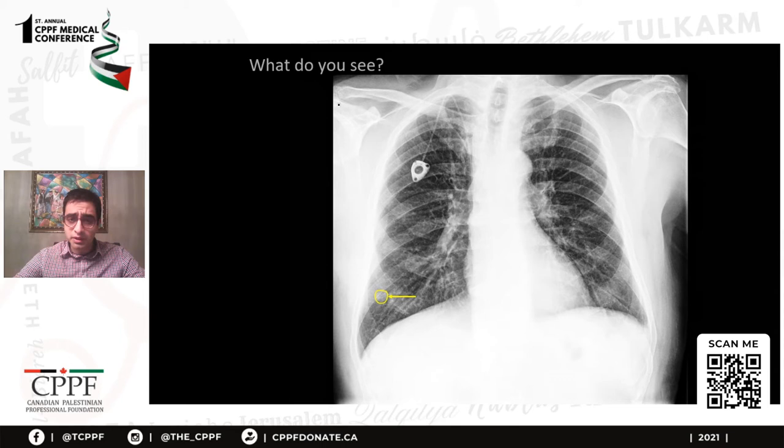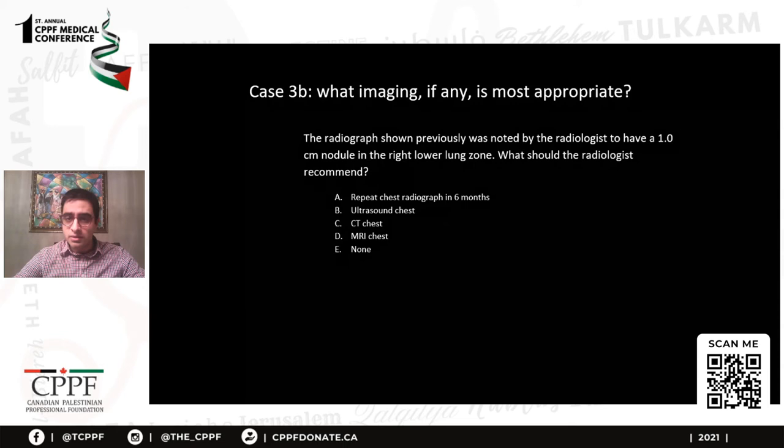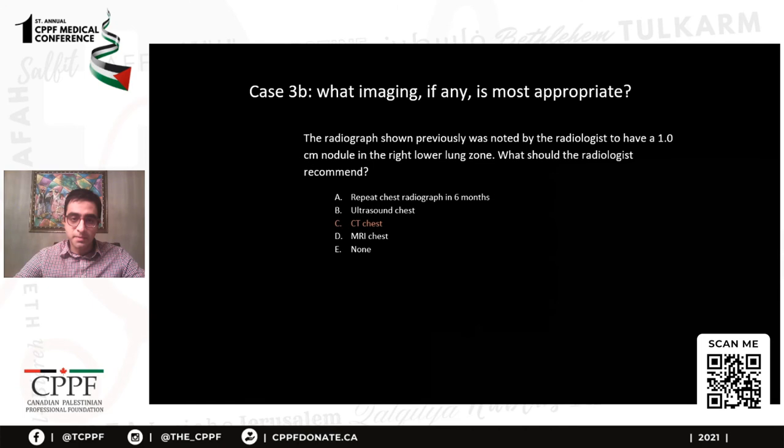So the radiograph shown previously was noted by the radiologist to have a 1 centimeter nodule in the right lower lung zone. What should the radiologist recommend? Repeat chest radiograph in 6 months, ultrasound of the chest, CT of the chest, MRI of the chest, or none of the above? You have 30 seconds. All right, time is up. The correct answer at this point is a CT of the chest.